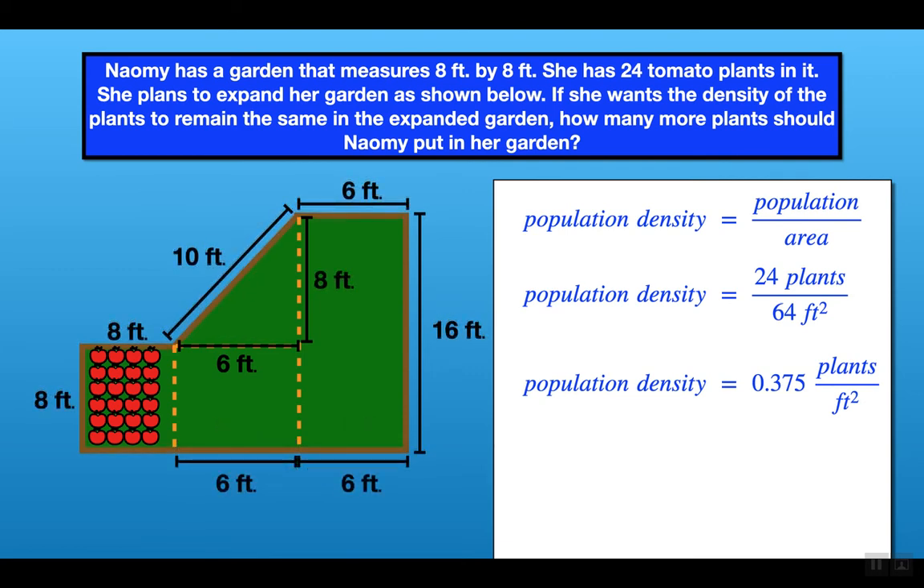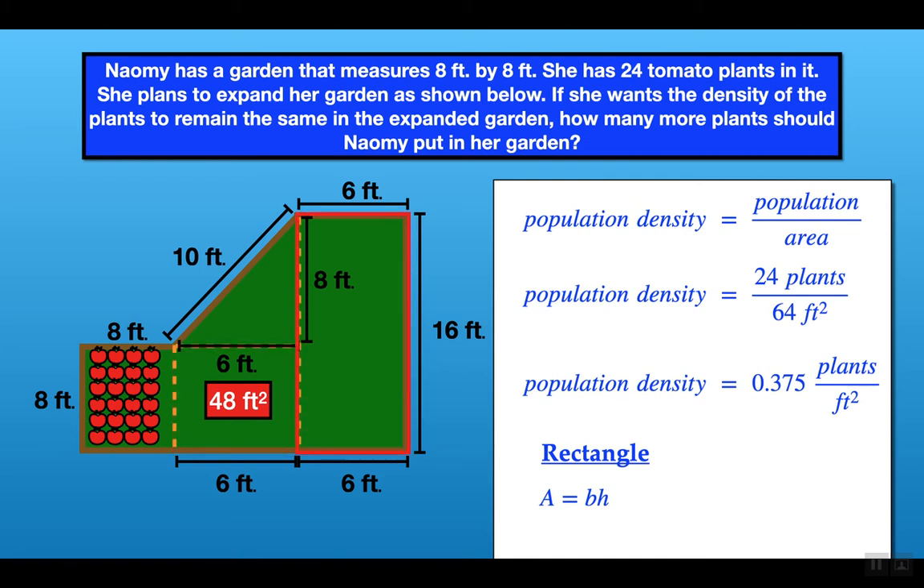First of all, remember that the area of a rectangle is calculated by multiplying the base times the height. You could also think about that as the length times the width. Let's start with this rectangle right here. The base is 6 feet and the height is 8 feet. If we multiply 6 feet times 8 feet, we get the area for that rectangle, which is 48 square feet.